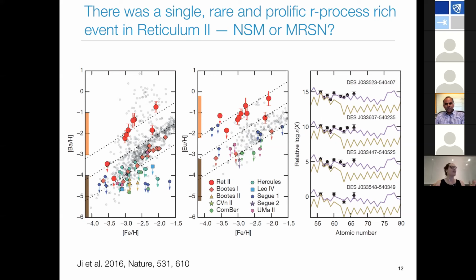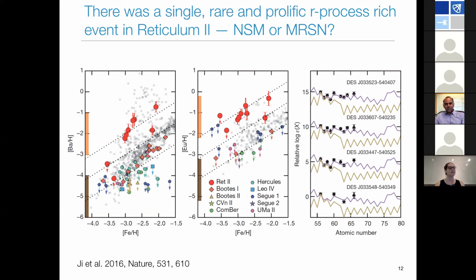And so the conclusion of this paper was that there was one big event that contributed R process, which was very important because the other idea that has been considered for a long time is that a typical core collapse supernova would eject small amounts of R process and it would gradually build up.